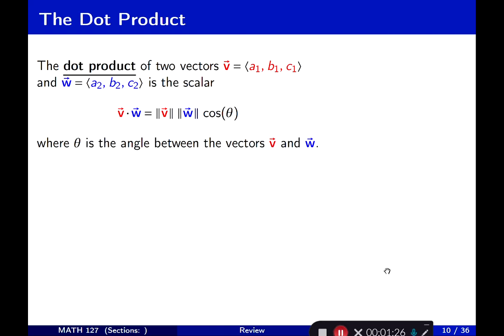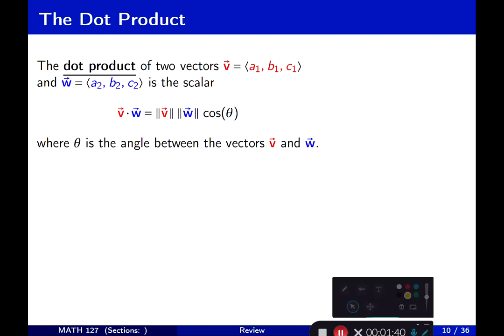So the definition of the dot product is: if we have two vectors, v equal to (a1, b1, c1) and w equal to (a2, b2, c2), then the scalar v dot w is equal to the magnitude of v times the magnitude of w times cosine of theta, where theta is the angle between v and w.